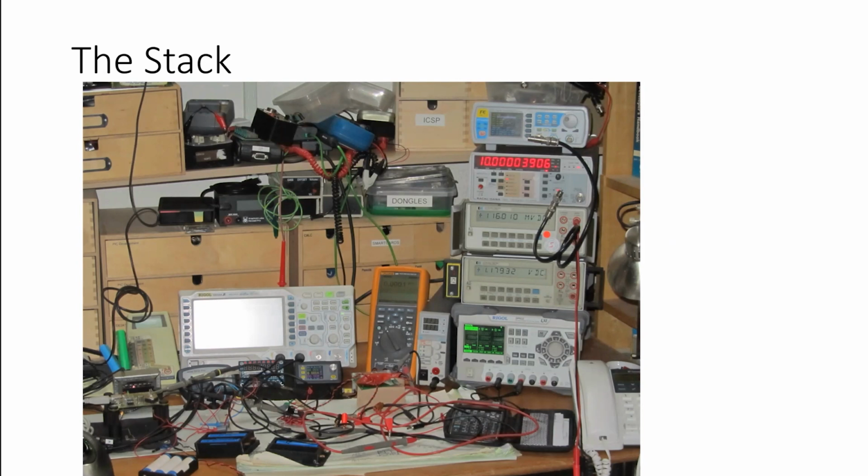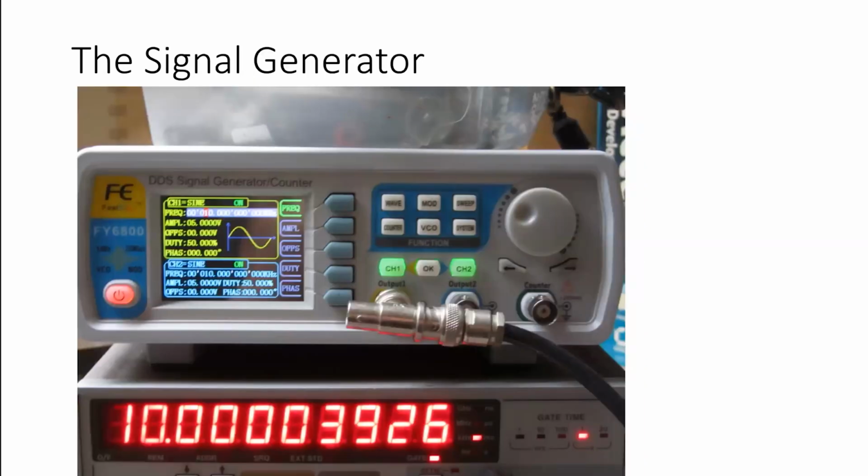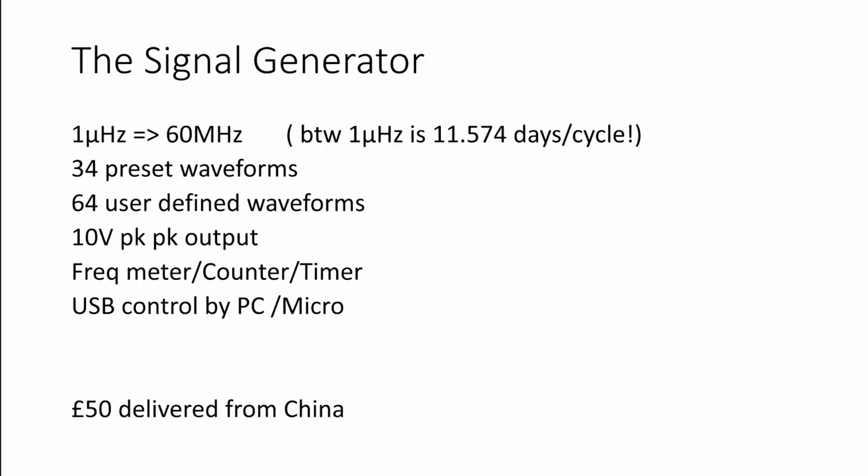Now, the signal generator, that's what it looks like, is a wonderful little thing. It's called an FY6800. It's from China, as most things are nowadays. Fairly accurate, as you can see, it's set there to 10 megahertz, and it's got 10.00000. It's close enough for government work. 2 channels, and just to go through the spec of it, it'll go from 1 microhertz to 60 megahertz.